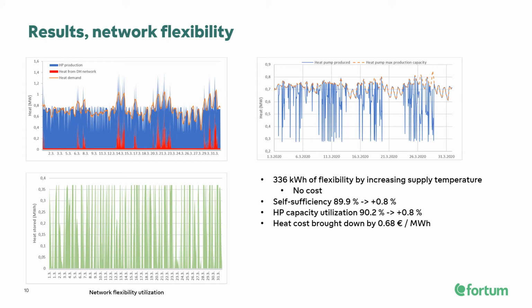Next, here we have results from the network flexibility scenario. The network flexibility provided a kind of heat storage of 336 kilowatt hours by increasing the supply temperature of the network. No cost to the increase in supply temperature was introduced, even though it has to be mentioned that in reality the coefficient of performance of the heat pump units would suffer from the increased supply temperature, and of course there would be a slight increase in network heat losses as well. But it was decided that we wanted to first take a look at the possible value created with this solution before modeling it further.